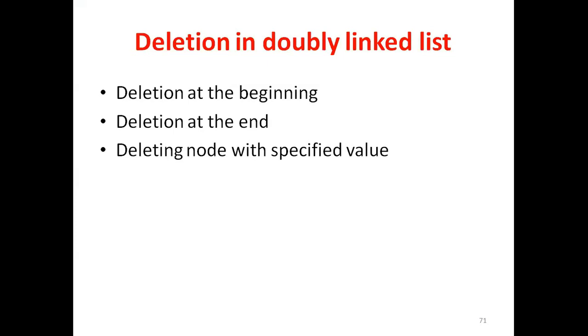So now we are going to discuss this deletion operation in doubly linked list. So there are three cases for deletion operation in doubly linked list. First case is deletion at the beginning. Second case is deletion at the end, and the third case is deleting node with some specified value.